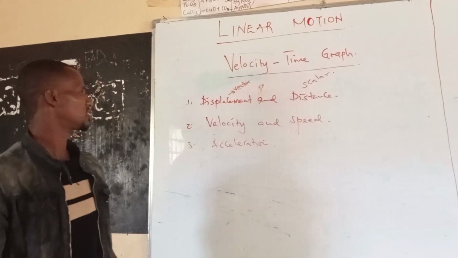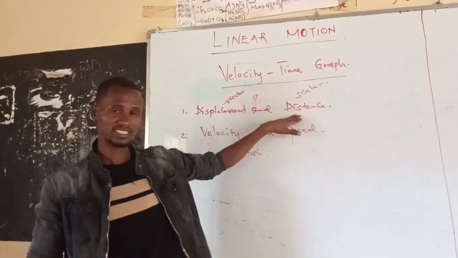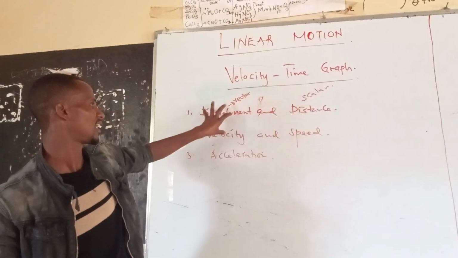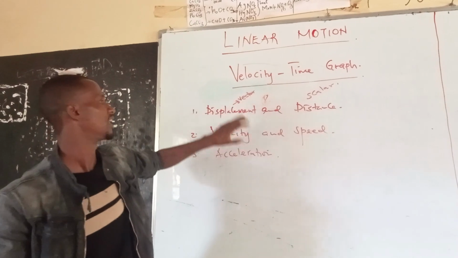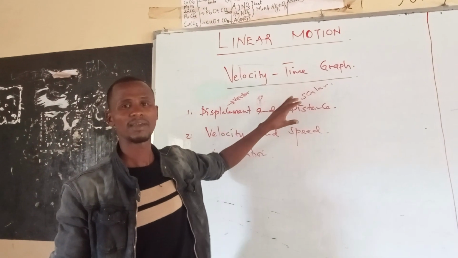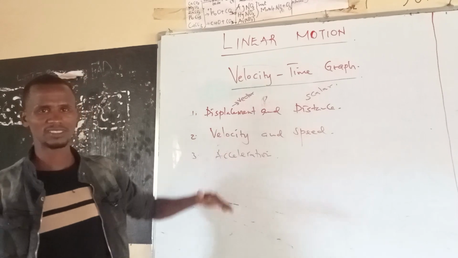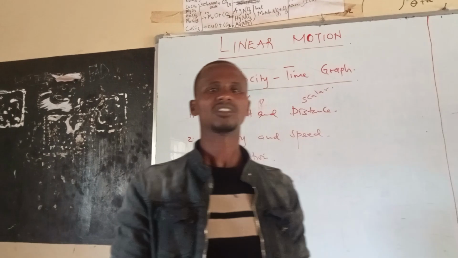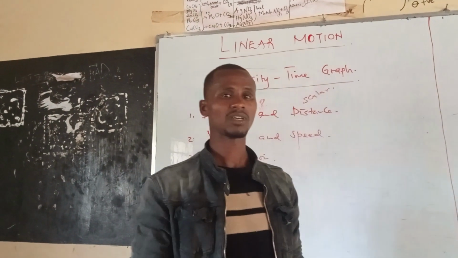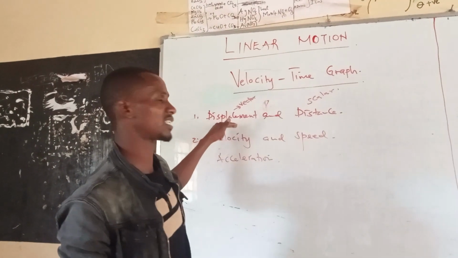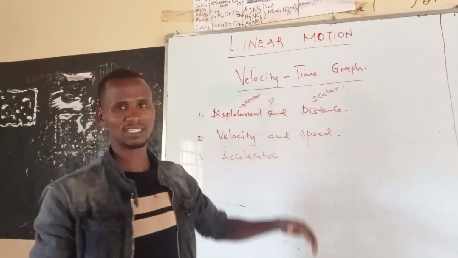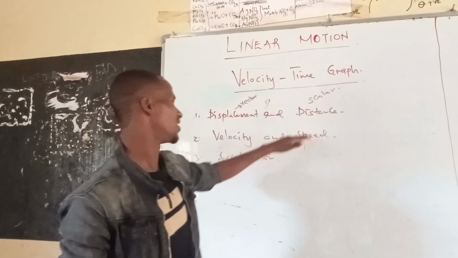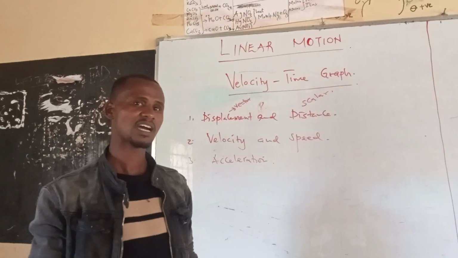So the only difference between displacement and distance, I understand you know what we mean by distance, is that this one has both magnitude and direction, while this one has only magnitude. What we mean by magnitude is the size of the distance, maybe 10 kilometers or 20 meters. But now the displacement will tell us the direction. Maybe 10 meters to the north or 10 meters upwards and so on. Well, this one will only tell us the size of the distance covered.